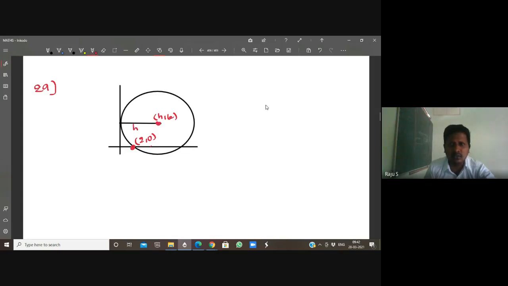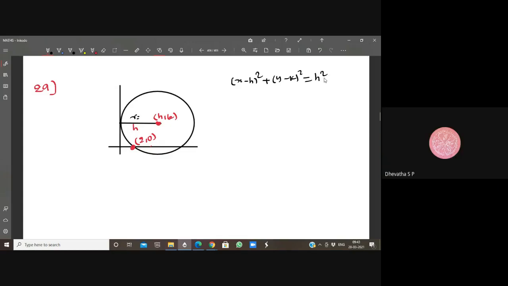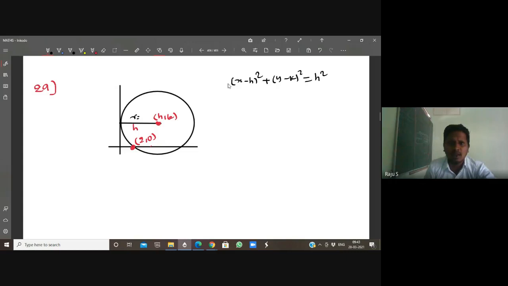So the radius is nothing but h. What is the circle equation? x minus h the whole square plus y minus k the whole square is equal to what? h square. It is the same as the previous question. Now it is also passing through which point? It is clearly passing through 2 comma 0. Now substitute x by 2 and y by 0. So 2 minus h the whole square plus 0 minus k the whole square is equal to h square.